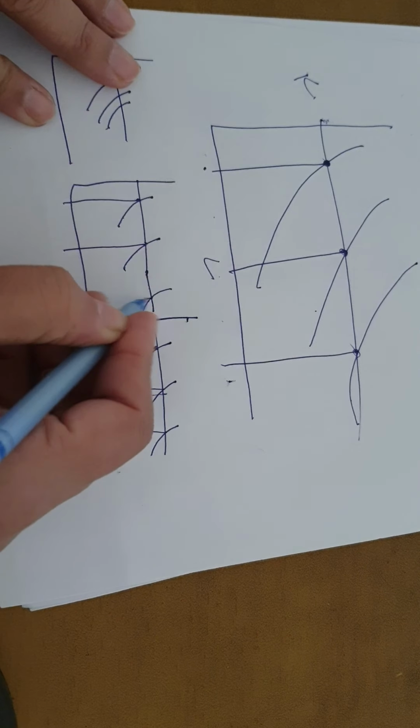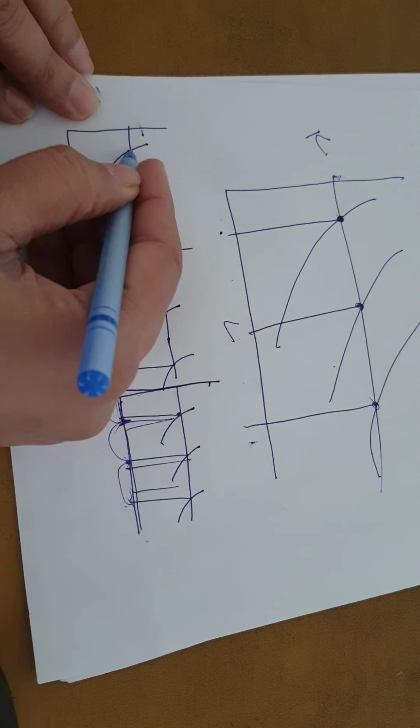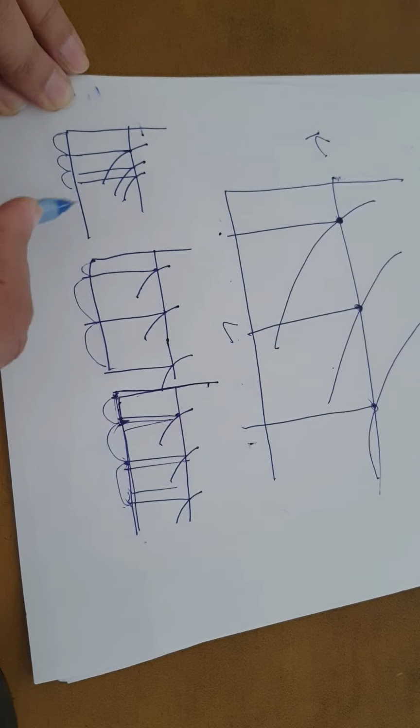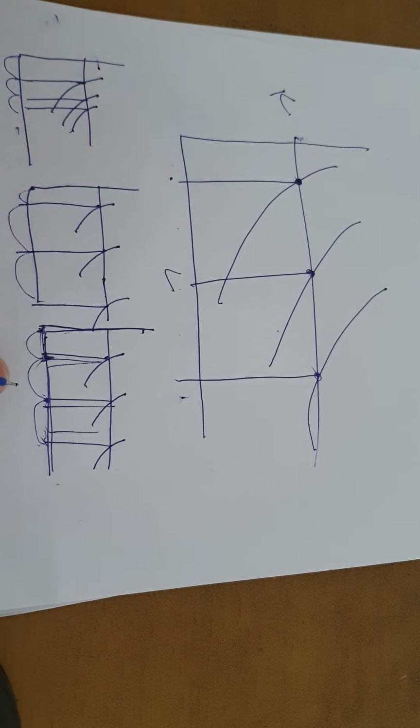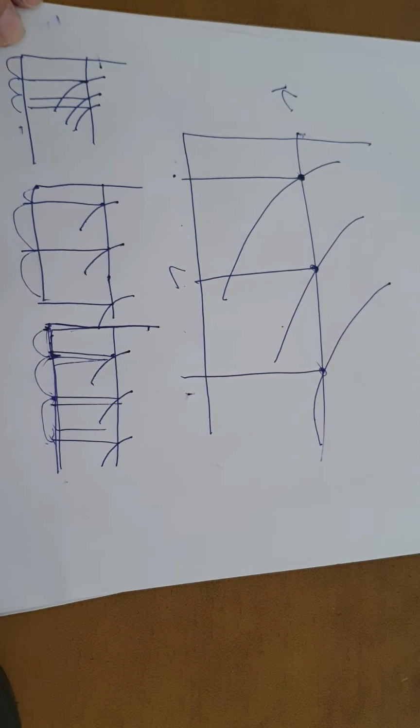Here this distance is increasing and this distance is decreasing. So in this way, with the help of isoquants, we can explain our production in the short run also.